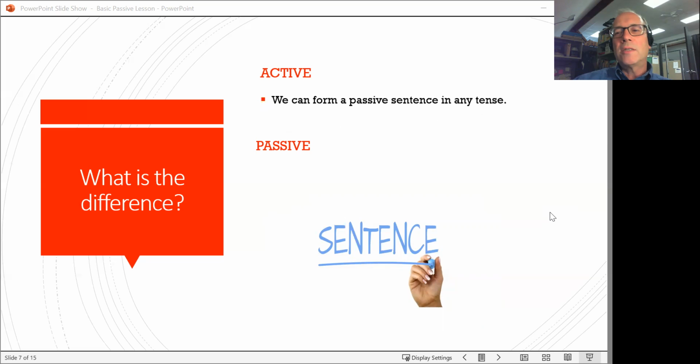So we can form a passive sentence in any tense. It can be present, past, future, present continuous, any tense. But it's going to look a little different. A passive sentence can be formed in any tense. Again, these have the same meaning.